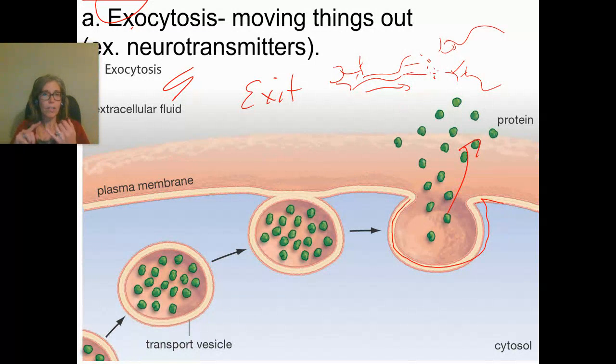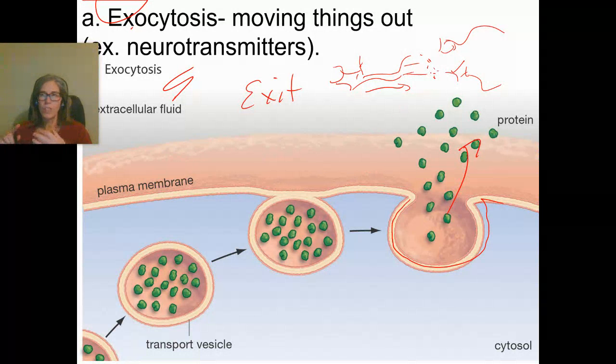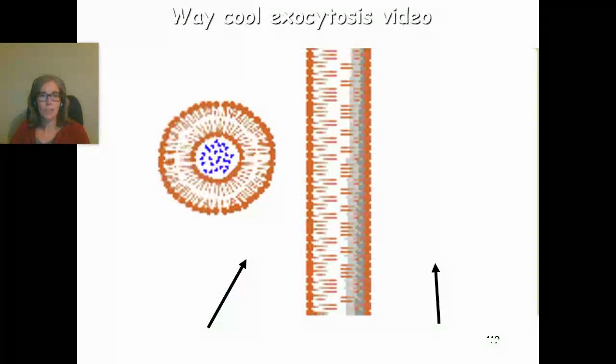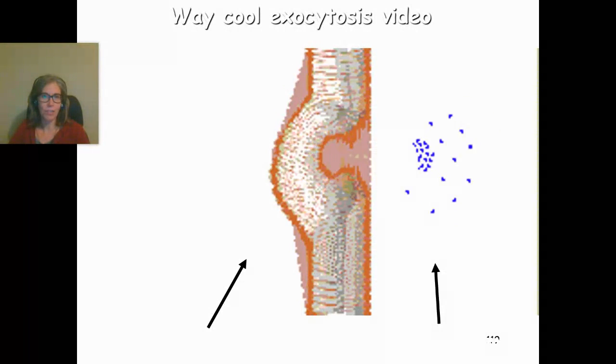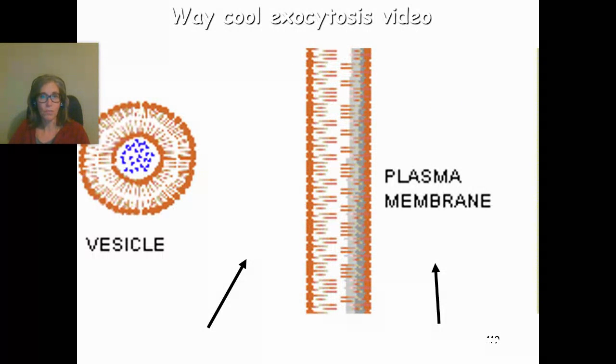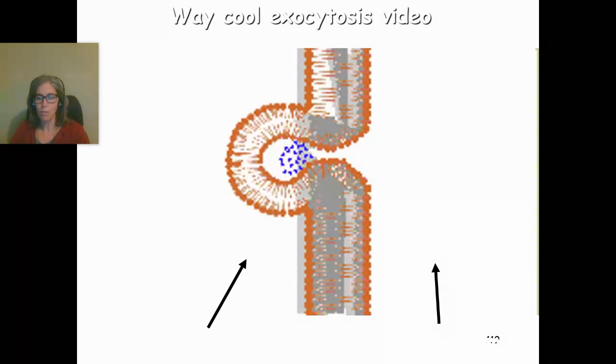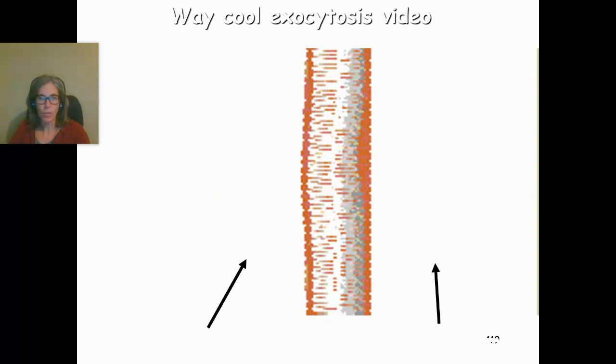So anytime you're moving a lot of something, or anytime you are moving a big molecule, like maybe you need to bring collagen out of the cell, maybe you're a cartilage cell and you need to have big proteins outside, you might use exocytosis to release them. Here's an exocytosis video. I just like how it shows how the membrane of the vesicle fuses with the plasma membrane, the outer membrane.